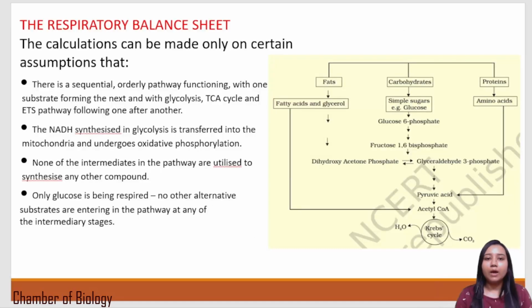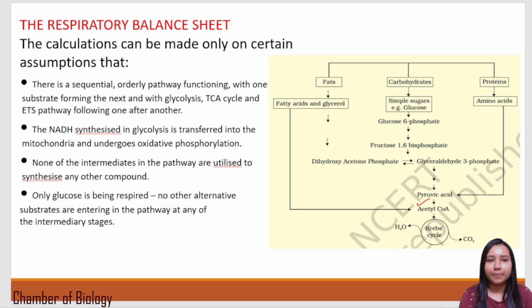Okay. Now, before we come to our calculation of the balance sheet, you have to understand that when we are calculating this respiration balance sheet, we are considering certain assumptions. It is not actually happening in our cell. In our cell, not only glucose will be oxidized to give us energy; when we are starving, fat is also broken down and forms fatty acids. It goes through certain steps and reactions and produces acetyl CoA, or it might also enter through dihydroxyacetone phosphate as well.